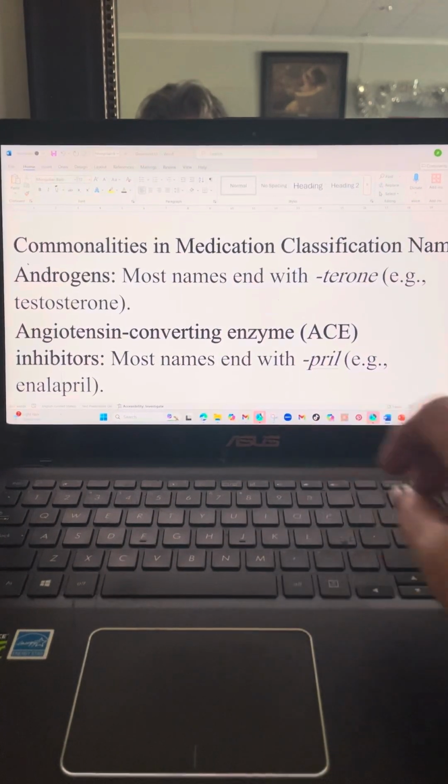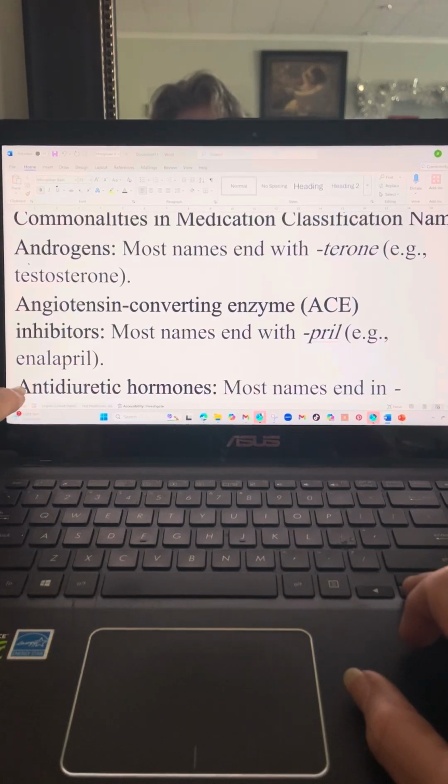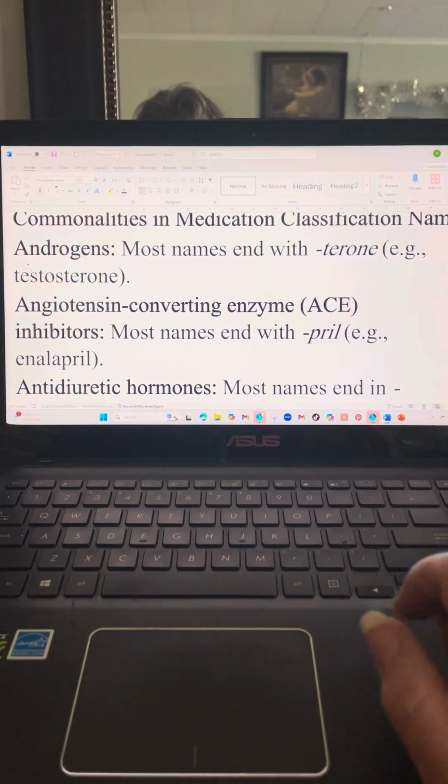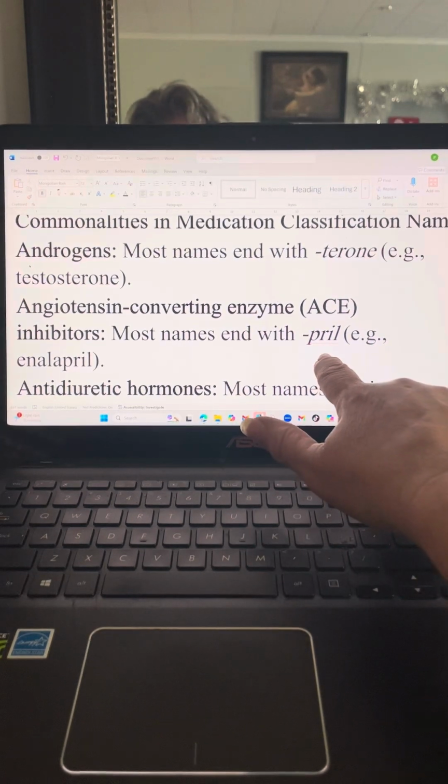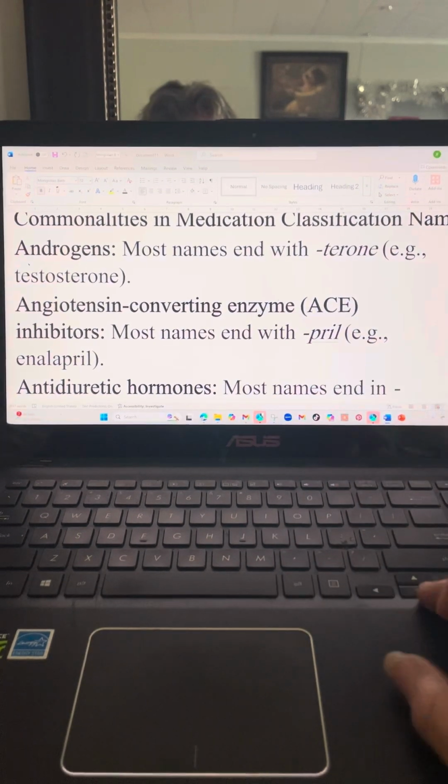So anyway, angiotensin converting enzyme, it's an ACE inhibitor, or they may see ACEI, and most of those names end in pril, like enalapril. And look, I know it ain't every single one of them, but it's more hope than you got right before the class started. So, you're welcome.